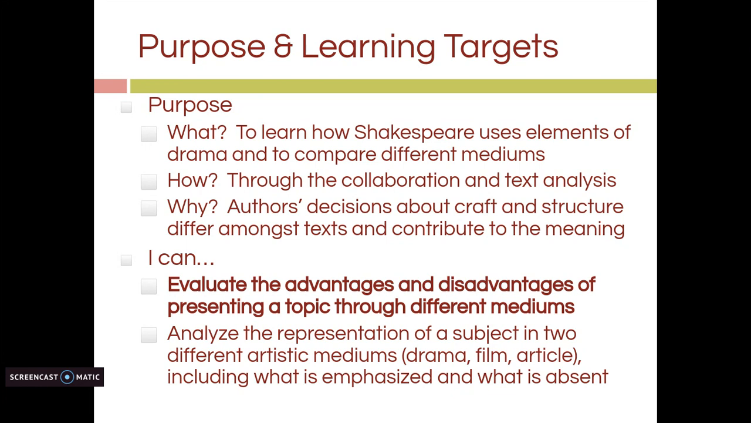We're understanding that authors' decisions about craft and structure differ amongst texts and contribute to the meaning. We're going to evaluate the advantages and disadvantages of presenting a topic through different mediums. We're going to analyze the representation of a subject in actually 3 different artistic mediums: drama, film, and the article.